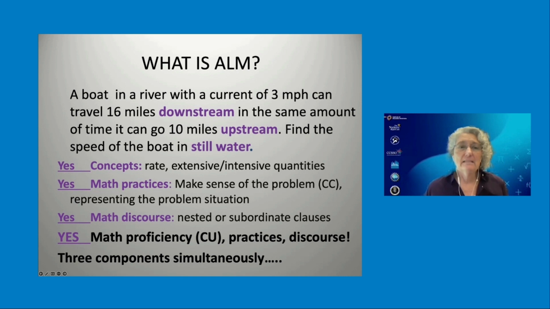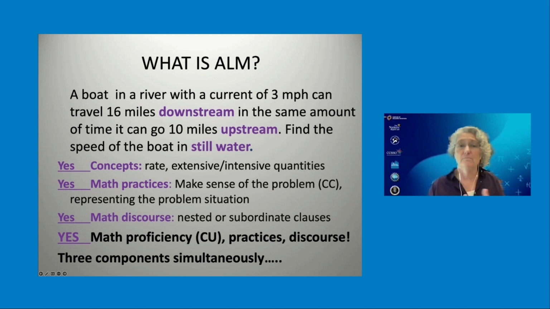Academic literacy in mathematics involves concepts. You need to understand rate. You need to understand the difference between extensive quantities like miles and intensive quantities like miles per hour. So it involves understanding concepts. That's the math proficiency part. It also involves math practices. One of our favorite ones, make sense of the problem, comes from the Common Core. Making sense of the problem is a big math practice. One important way to make sense of problems is to represent them. So drawing a picture of this might be really useful.